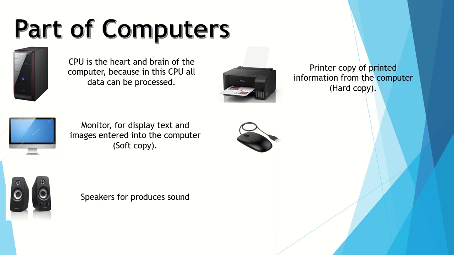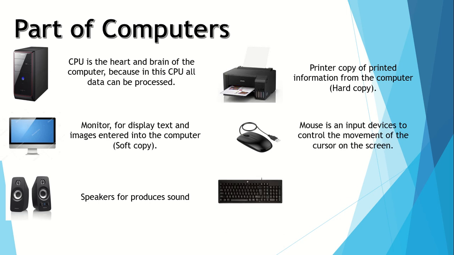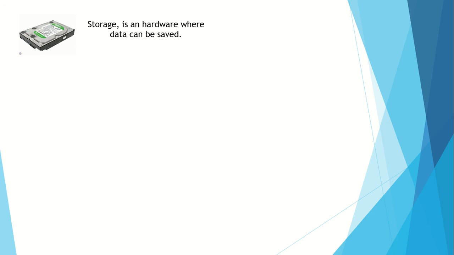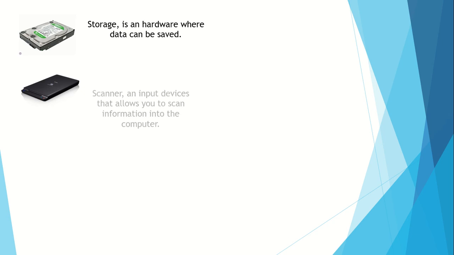Number 5. Mouse. Mouse is an input device to control the movement of the cursor on the screen. Number 6. Keyboard. Keyboard is hardware that allows you to input letters, numbers, symbols, space, and punctuation. Next, number 7. Storage. Storage is hardware where data can be saved. And 8. Scanner. Scanner is an input device to allow you to scan information into the computer.